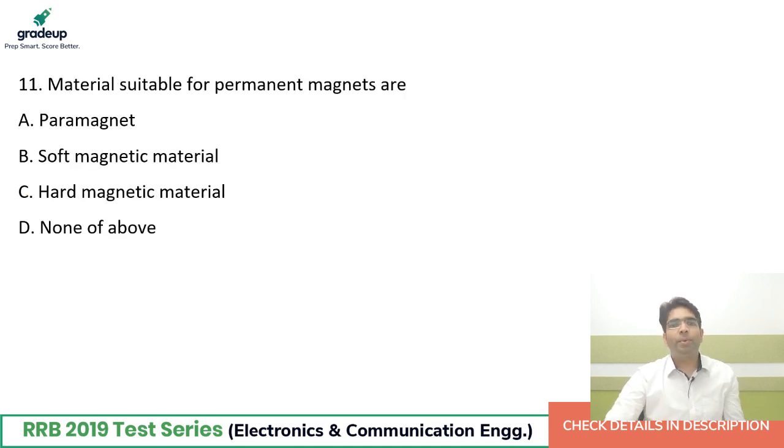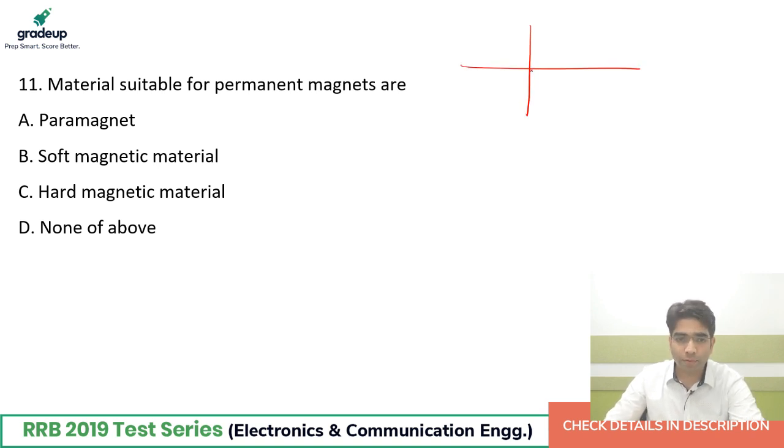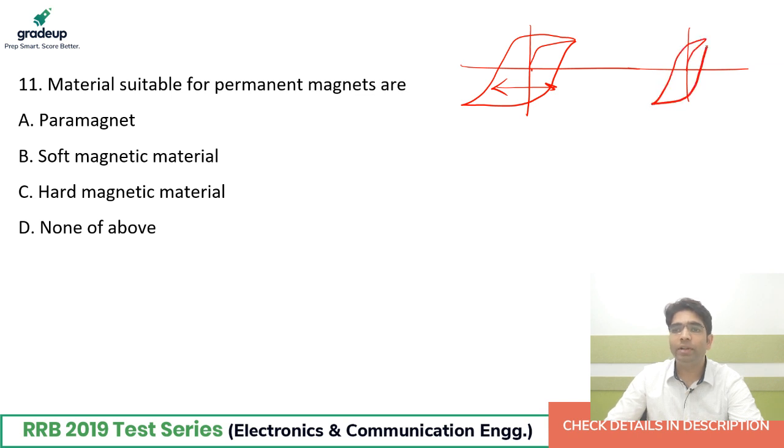The materials suitable for the permanent magnets are. Which materials are suitable for the permanent magnets? Hard magnetic materials. The material is a hard magnetic material or a soft magnetic material, depending upon the width of the BH curve. A hard magnetic material has wider width. And if the material is a soft magnetic material, then it has narrow width of the BH curve. It is your BH curve.